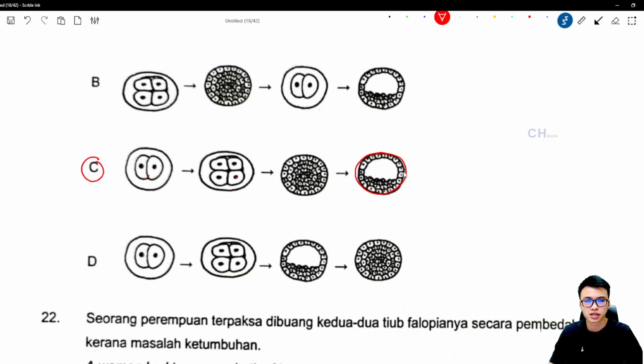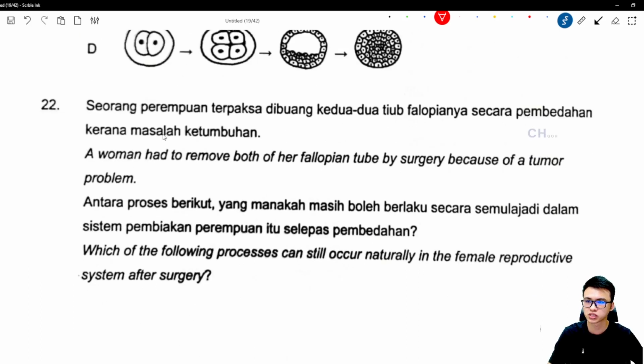But what is this? In biology we call it a blastocyst. And we can see there are a lot of cells accumulated here, and we call this the inner cell mass. Okay, so the blastocyst should be developed from the morula here. Alright, so let's look at the next question.